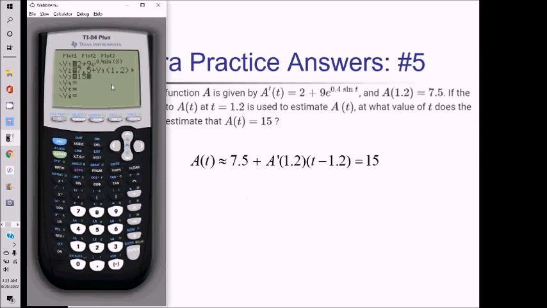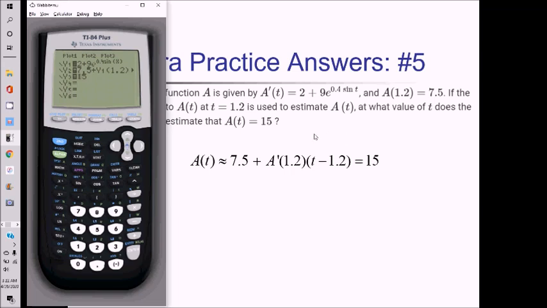Here I am in my y equals, and just to break this up into manageable pieces, I chose to put this a prime in as y1, so now I can just plug things into it without having to rewrite it over and over again. And in y2, I put the left side of this equation, 7.5 plus the derivative at 1.2, so I did alpha trace and then y1 of 1.2. And then I also threw in the parentheses, but now I'm not using t, right? I'm using x. So x minus 1.2, because that's the input variable on these graphing calculators. And then for y3, I put the right side, 15.